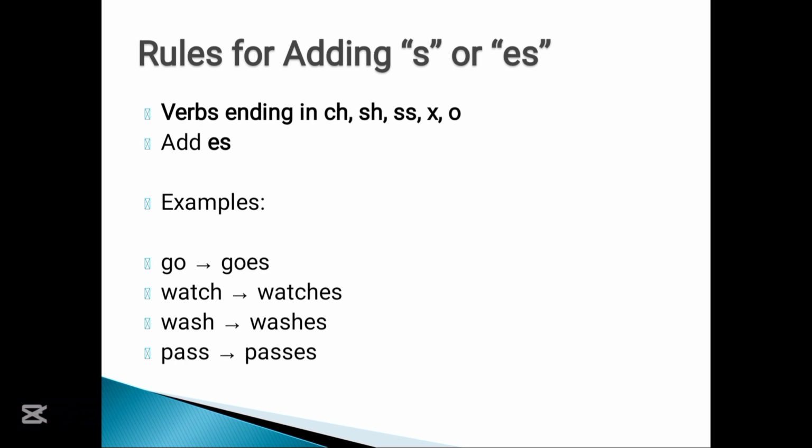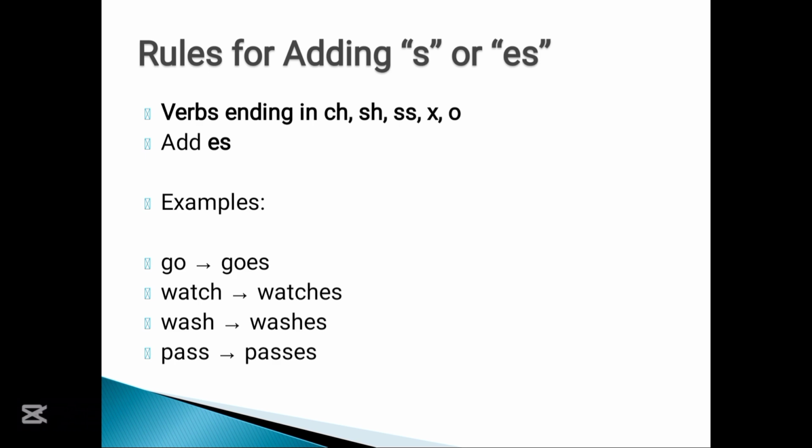For verbs ending in the following sounds or letters, like CH, SH, double S, X, and O, we have to add ES with them, like go into goes, watch into watches, wash into washes, and pass into passes.